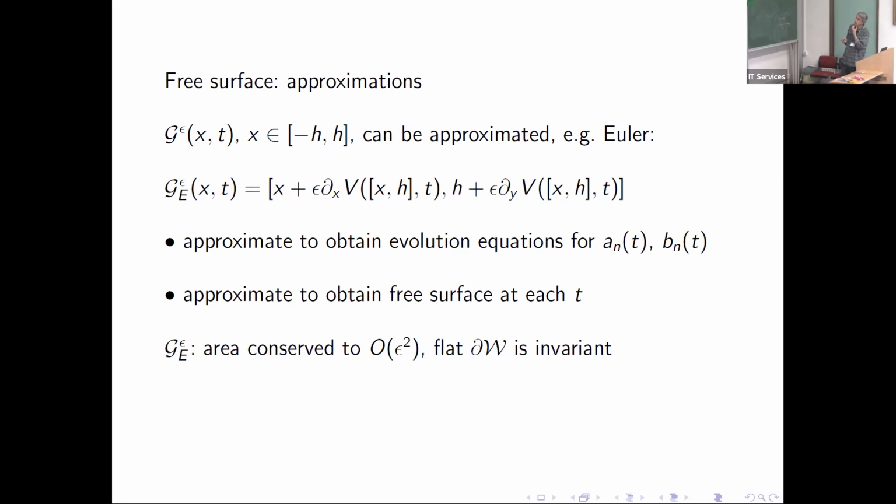Now, this approximation is not perfect. Area is not conserved automatically now, but only to a higher order error. But it has the advantage that if the wall is flat, where the surface is moving, then the image of the surface is at the wall. So this is appropriate for perhaps piecewise constant boundaries, which is what we want to do at the moment.